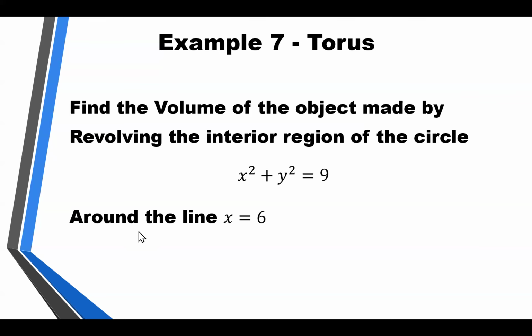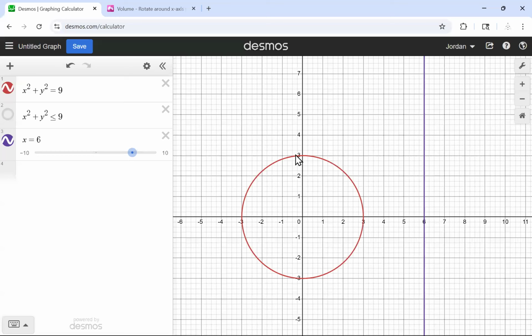And we want to rotate that circle around the line x equals 6. This is the first one where we don't have our equation solved for y. And we'll see how this one works out. When I graph this, we have the circle and the line. And I'm looking at the inside of that circle, so the shaded circle in blue, and this line. And I want to take that all the way around, okay?